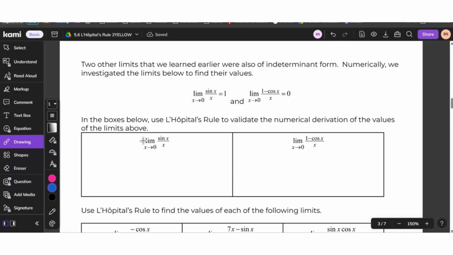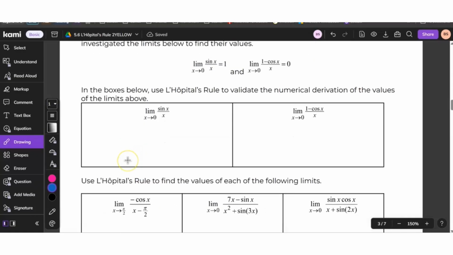All right, two other limits that we learned earlier were also indeterminate form. We investigated them and we found that sine x over x was 1 and 1 minus cos x over x was 0. Let's use L'Hopital. The limit as x approaches 0. L'Hopital. The derivative of sine x is cos x. The derivative of x is 1.